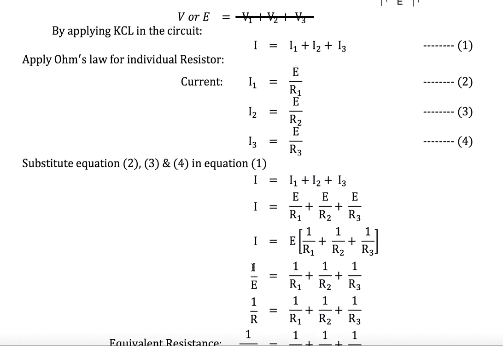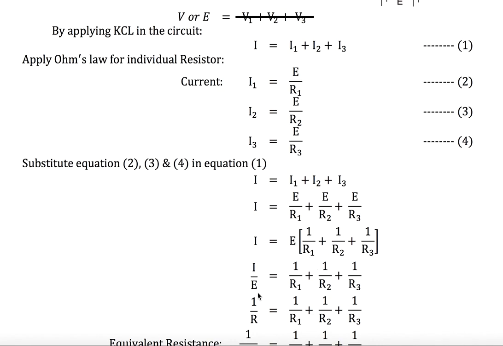E by R. This is also a printing mistake. Let me write it here. This is going to be E upon R, that is what current is, right? This should be E upon R. Okay, E will get cancelled out.